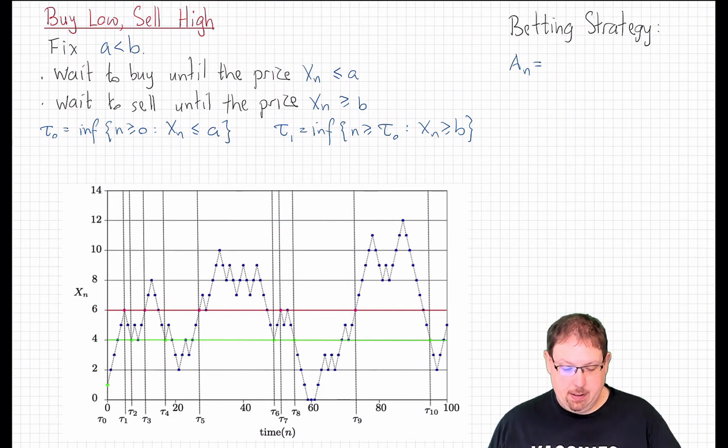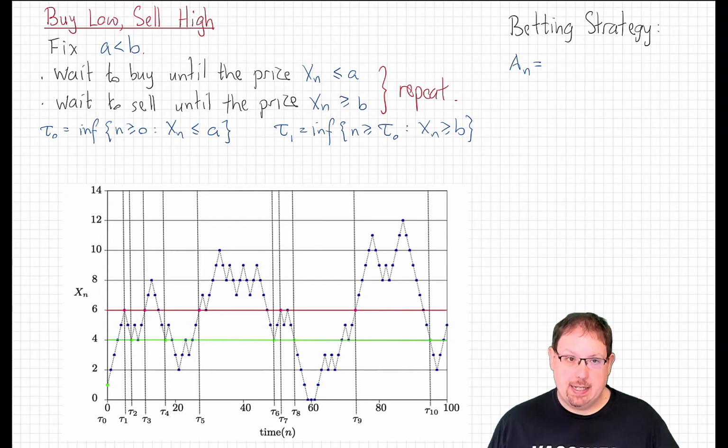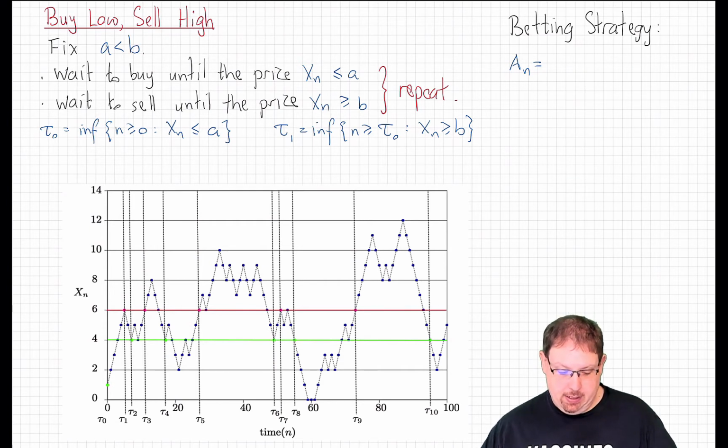We fix two thresholds, A and B, with A less than B. And again, the strategy is we wait to buy anything until the price drops below A. And at that time, we buy the maximum amount allowed. Then we hold on to those stocks until the price eventually rises above B, hoping that that does eventually happen. And then we sell all of the stock at that time. And then we repeat. We wait again until the price drops below A, and we continue.